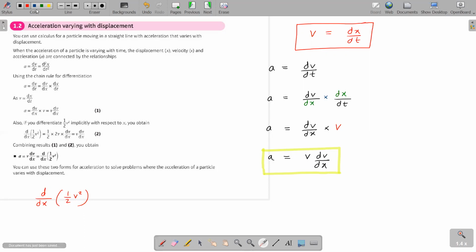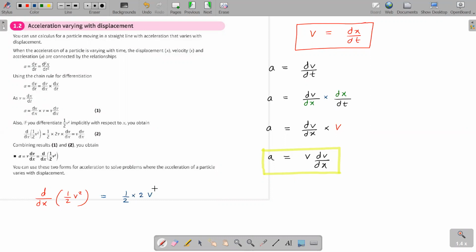So what does it give you? How do you differentiate half v square? Normally whenever you have a function with a power, what do we do? Half is a constant, leave it. How do you differentiate v square? When there's a power, you bring the power forward, right? So when you differentiate v square, bring the power forward. So what do you get?